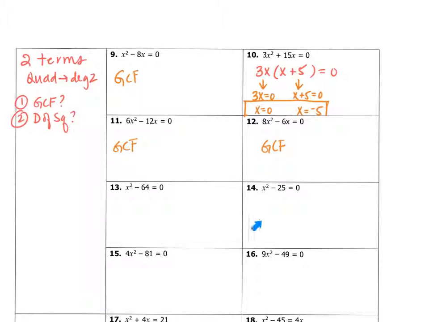But if you look at 13, 14, 15, and 16, all of them are set equal to 0, so we're good to start. There's no GCF for these, but they are a difference of two perfect squares. So we can't forget how to factor a difference of two perfect squares. To factor x squared minus 64, that's x plus 8 times x minus 8, and that's equal to 0. Which means x plus 8 equals 0, x minus 8 equals 0, which means x is equal to negative 8 or x is equal to 8. And those are your two answers.